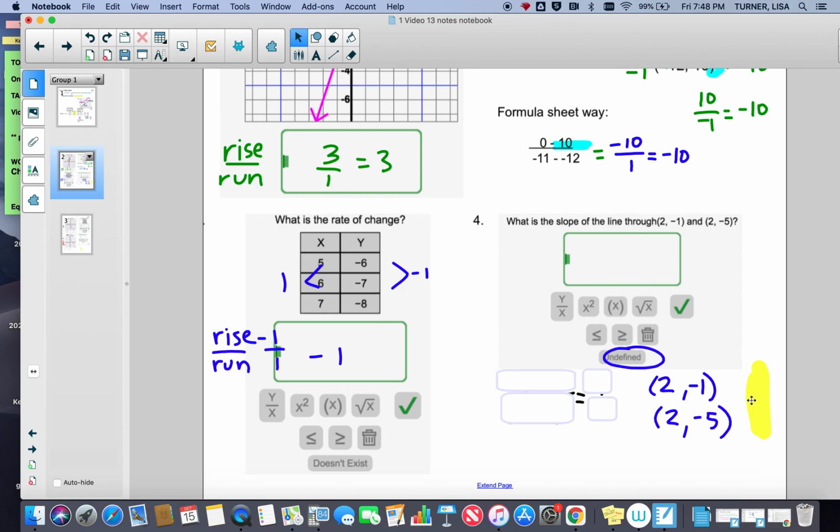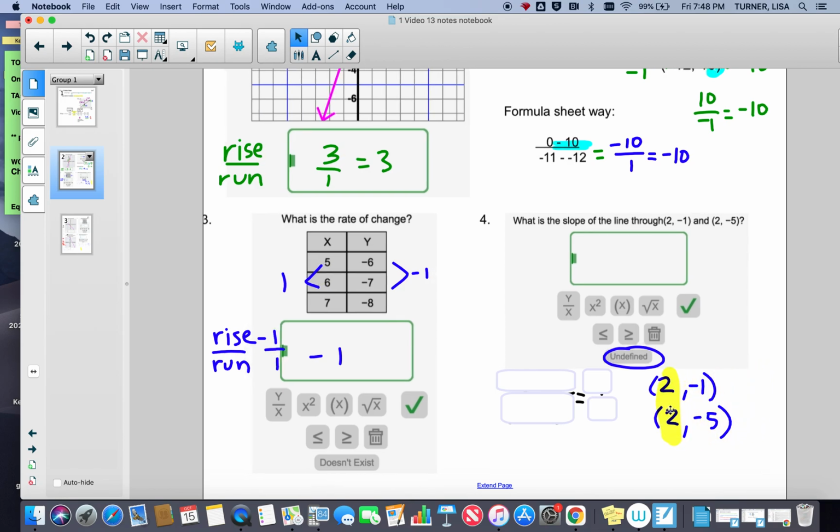What do you people see right away? What do you notice? Do you need to do any calculating at all? No. If you can write them above each other and say, oh, look, all the x's are the same, that's an x line, that's undefined. That's all you need to do.